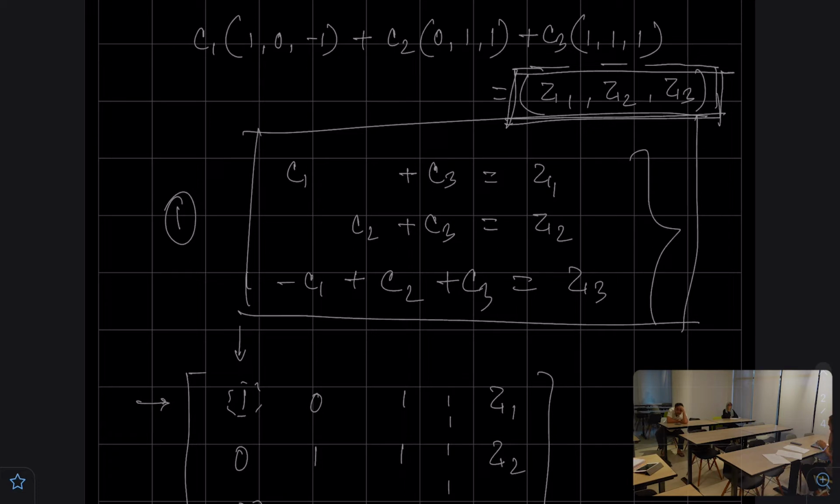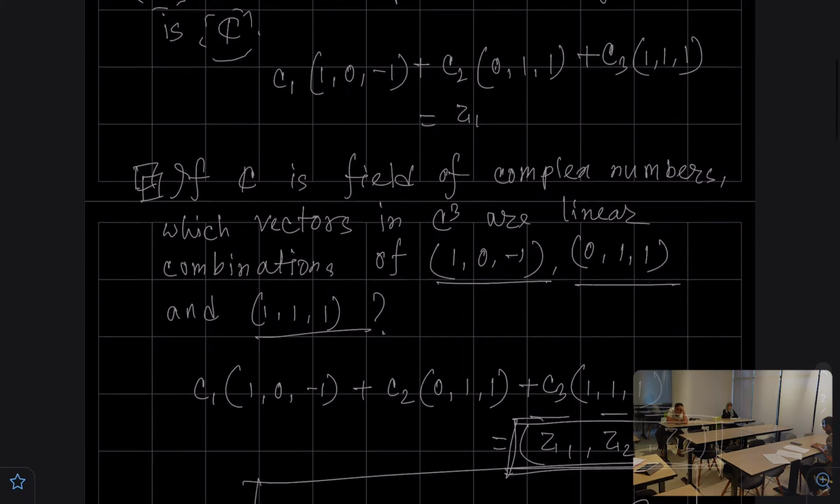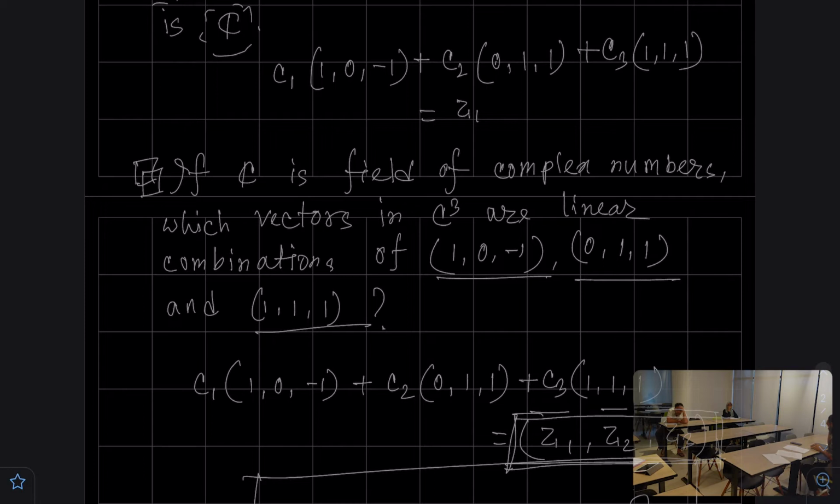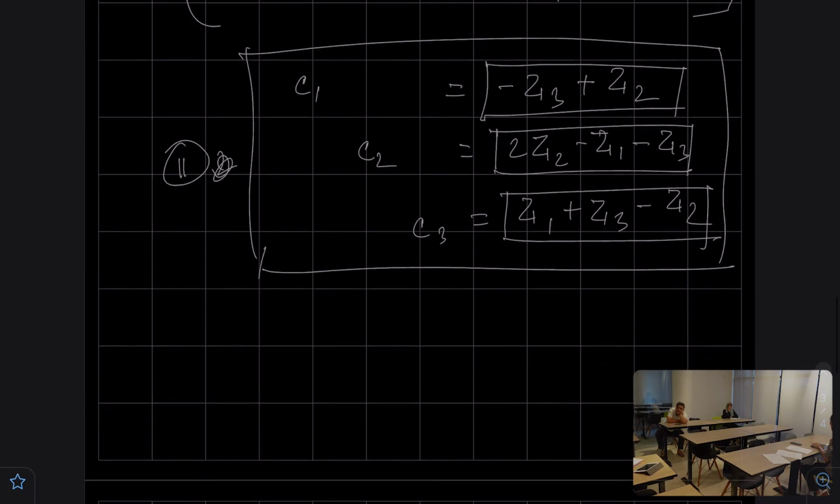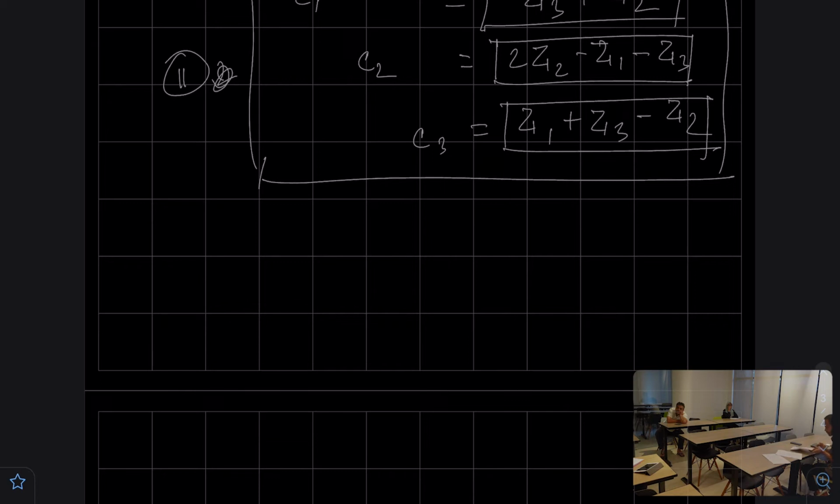That means this problem says that if C is the field of complex numbers, which vectors in C3 are linear combinations of these three vectors. So all the vectors in C3 are linear combinations of these three vectors, right? Because for this z1, z2, z3 you can choose any number. Okay, so this is the solution for this problem.